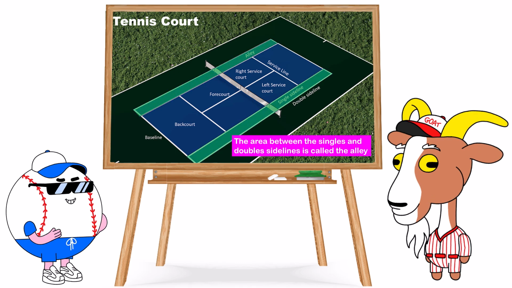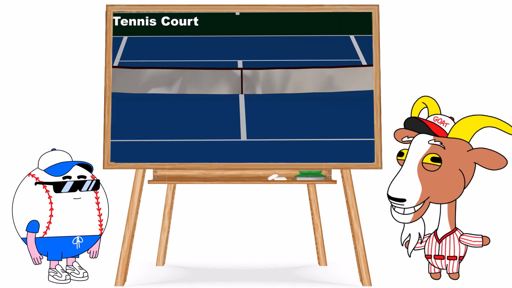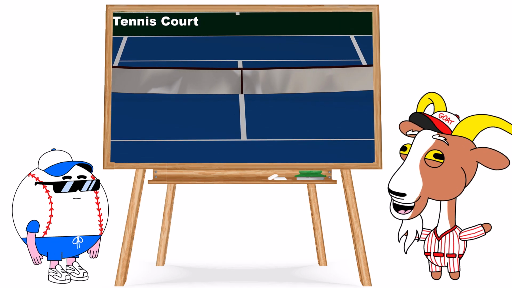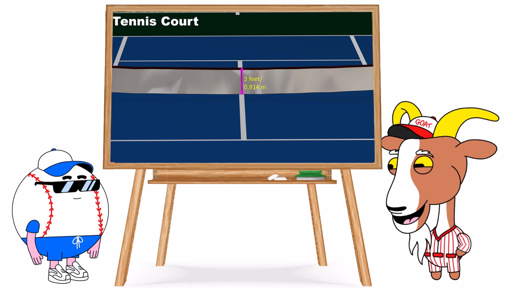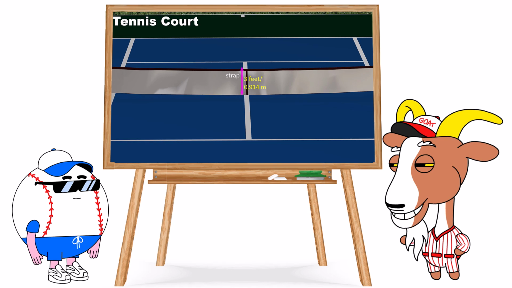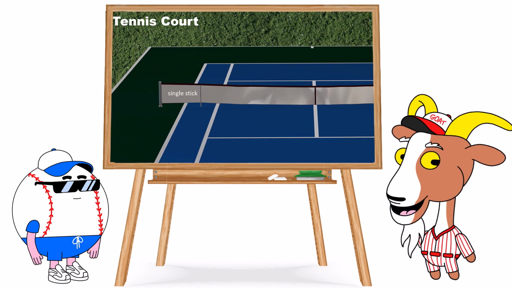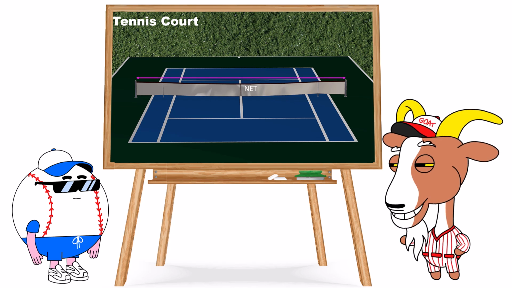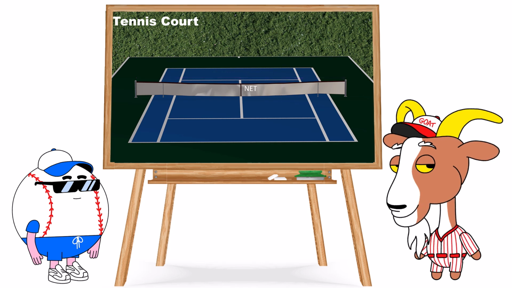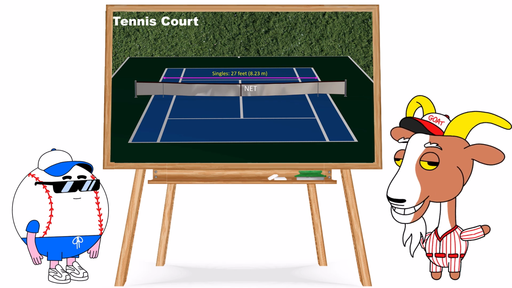This is helpful. What about the net and its measurements? Glad you asked. The net divides the court in half and is 3 feet, 0.914 meters, high at the center, held down by a center strap. At the posts on either side, the net height is 3.5 feet, 1.07 meters. For doubles play, the net spans the entire court width of 36 feet, 10.97 meters. While for singles, the net is slightly narrower at 27 feet, 8.23 meters.